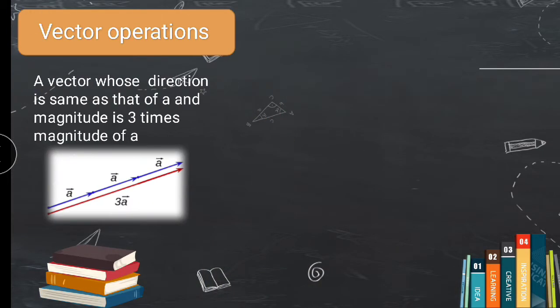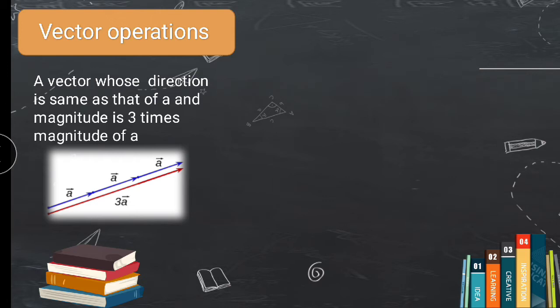Vector operation. Now we are going to deal with the first vector operation, which is multiplication of the vector. In this diagram you can see there are three vectors, bar a, bar a and bar a. How can we do the multiplication of these? You can easily see these vectors have the same length and they are all directed in the same direction. So in that case we can do the multiplication of these three vectors, that means bar a plus bar a plus bar a, and that is nothing but 3 bar a. This is the multiplication of the vector quantities.